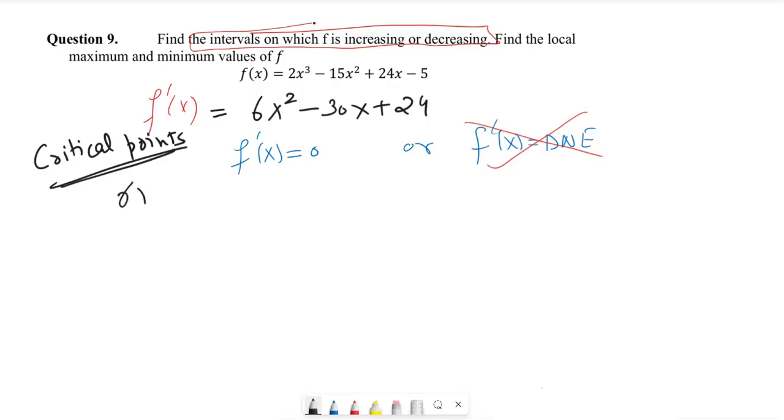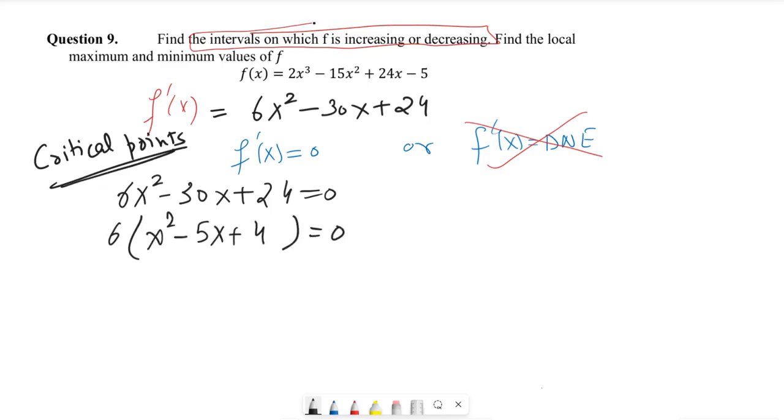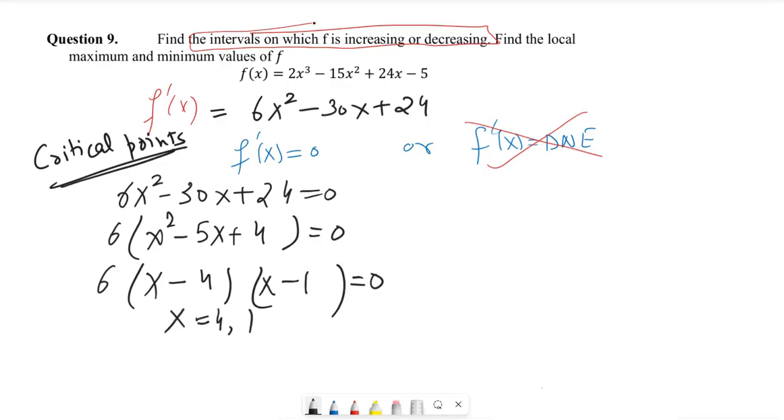So that means 6x squared minus 30x plus 24 equal to 0. That's a quadratic equation, so factor 6 out. X squared minus 5x plus 4 equal to 0. Quadratic, so you can make it two factors: x minus 4, x minus 1 equal to 0. So x will be either 4 or 1. So these are my critical points. Step 2 is done. Step 3 is the sign chart.